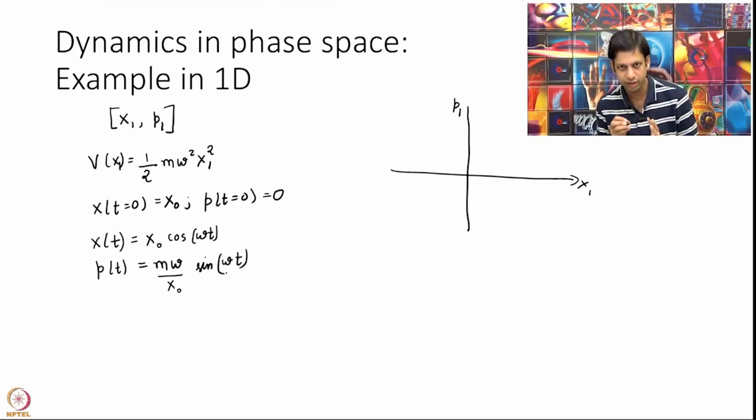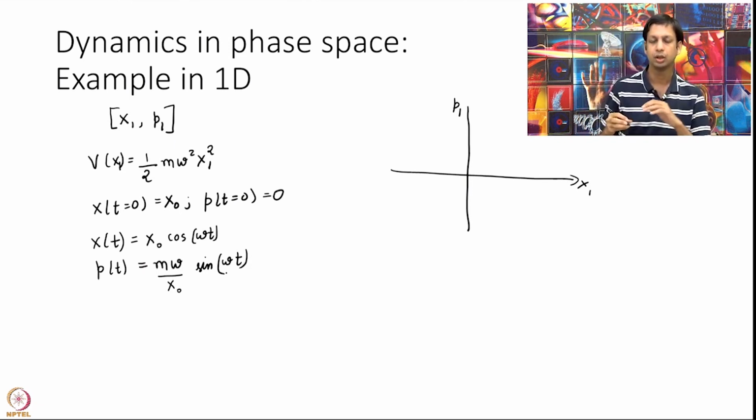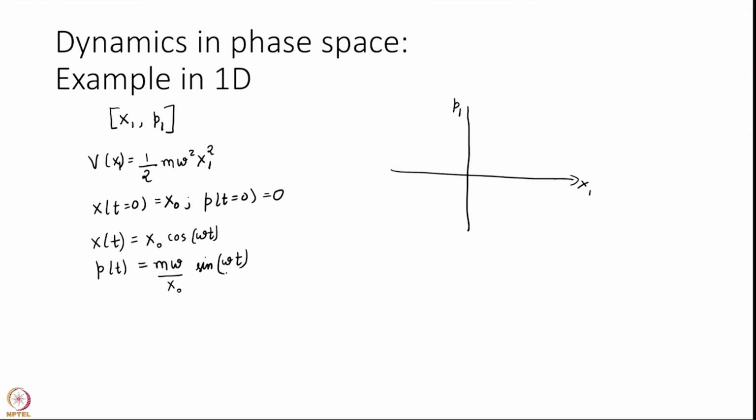What I want to highlight is not really the details of the solution. I have some solution, okay, just take it for now. I want to understand how this looks in phase space. So, think of it as follows: at t equal to 0, let me just draw a table x1 and p1. I had x naught and I had 0 here. So, let me mark this point in phase space. P1 is 0, so I get a point here. Okay. I am assuming x naught to be greater than 0, for example.